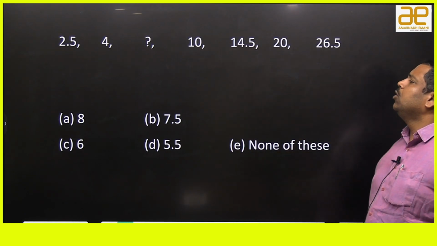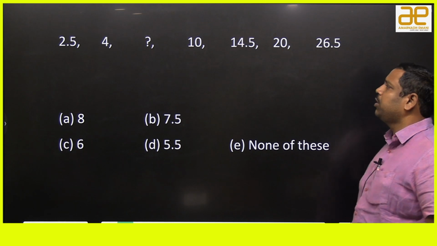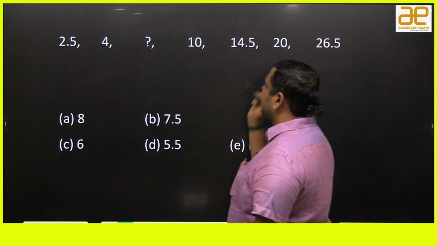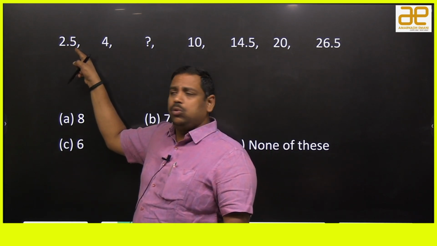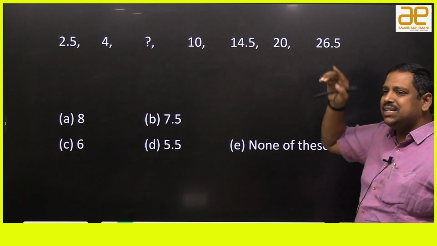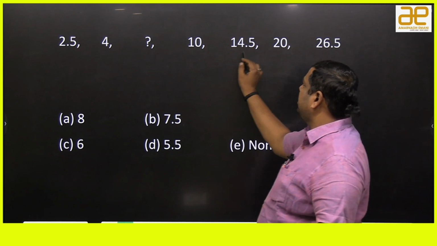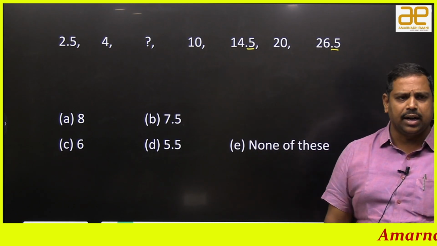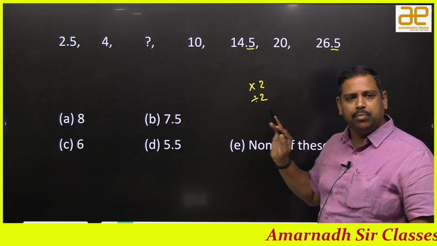Right, observe this. 2.5, 4, question mark, 10, 14.5, 20, 26.5. Point 1, if you observe, the decimals are not getting increased. What is happening to the decimals? So decimal, no decimal, no decimal, decimal, no decimal, decimal. Means decimal and no decimal are alternate. In general, the decimals are all 0.5, right? 0.5 you will get if you divide by 2 in general, right or wrong? Means it might be into 2 by 2 something logic.